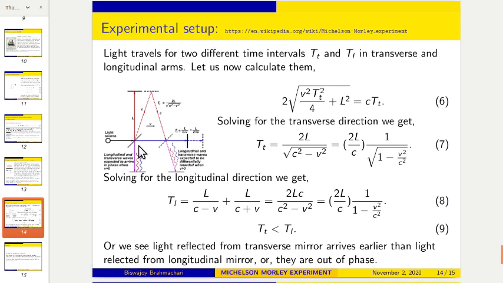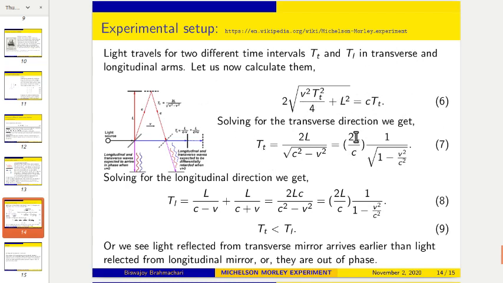This is the time, and another time is here. So there is a right angle triangle. So what is the hypotenuse? The hypotenuse is root over v square t square by 4 plus L square, because this is Vt by 2, this is Vt by 2, and this is L. This is the hypotenuse, and you have to multiply the hypotenuse by 2 because it is going and coming back. So 2 hypotenuse is c times t_t. So you can solve this quadratic equation.